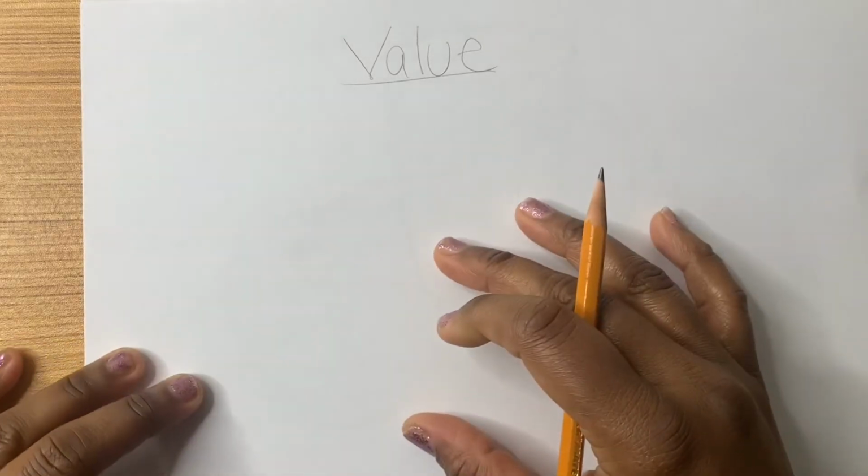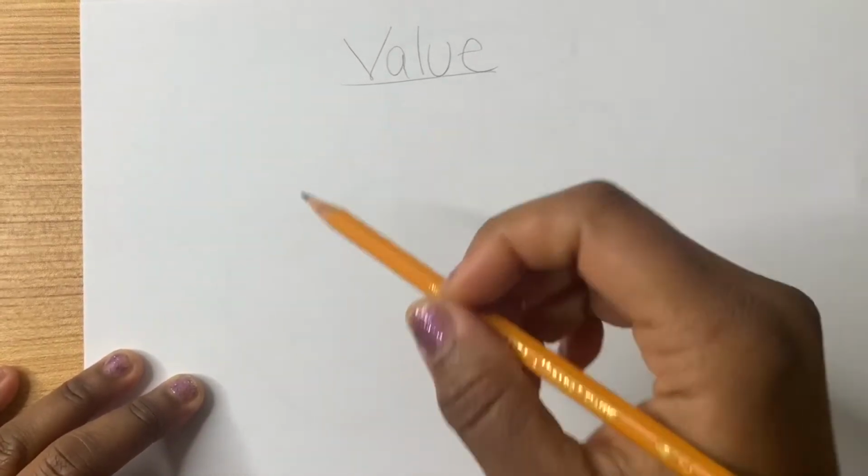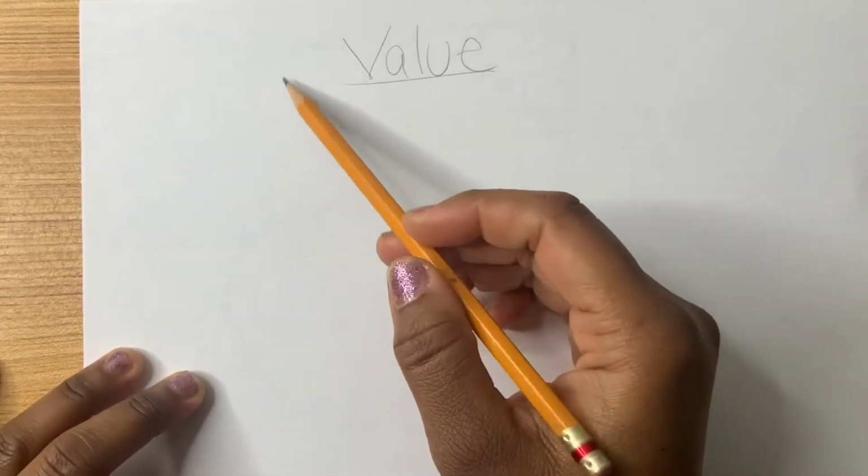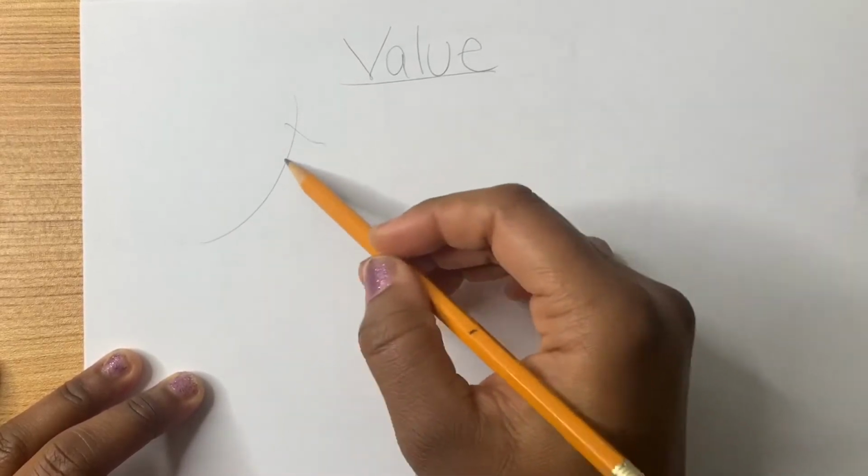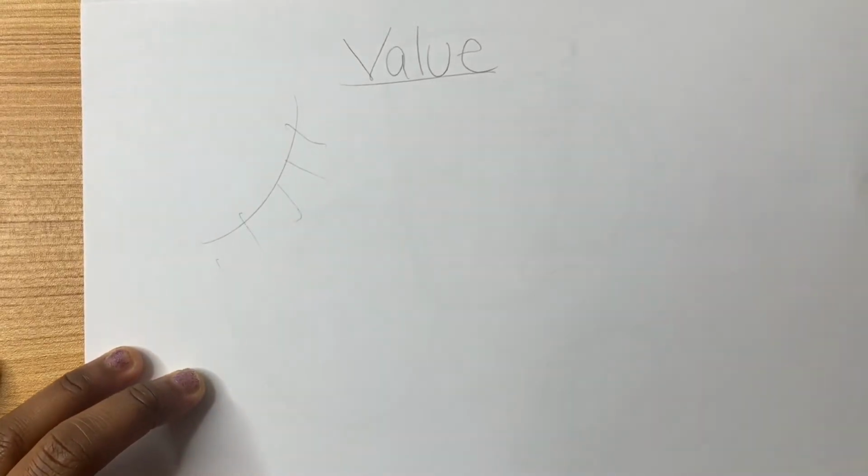So here are some guidelines when it comes to value. Right now we have our light coming from the left side. Think of this as your light. I'm going to draw a sphere.